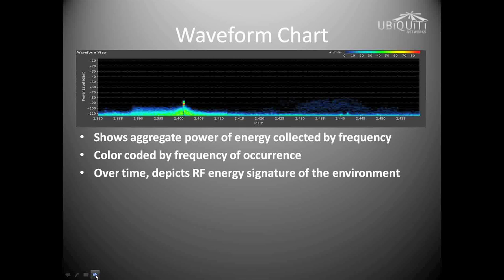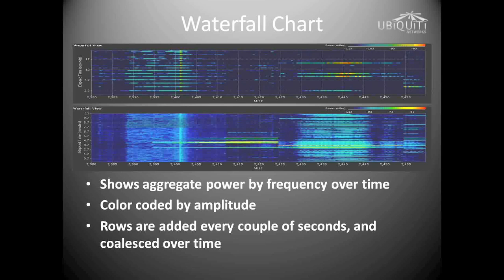The second view you're going to have here is what's called our waveform chart. This is more of an average over time. So instead of having a real-time view, you can look at the waveform chart, and this just measures every second. And the more stuff it detects, it starts changing color, and you'll start seeing waveforms appear in this view. It goes from light blue, which is very little interference, to red, which is heavy interference. It just shows aggregate power of energy collected by the frequency. So it's color-coded, like I said, and then over time it depicts the RF energy signature.